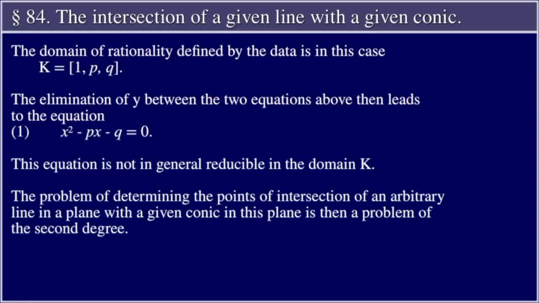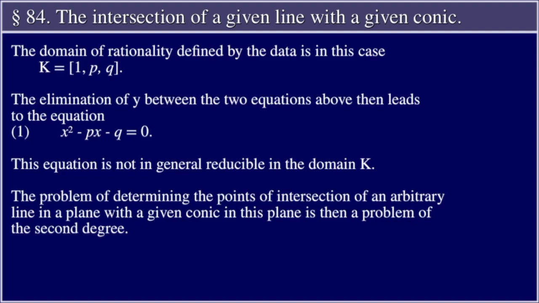The domain of rationality defined by the data is, in this case, K equals (1, p, q). The elimination of y between the two equations above then leads to the equation (1) x squared minus px minus q equals 0. This equation is not, in general, reducible in the domain K.